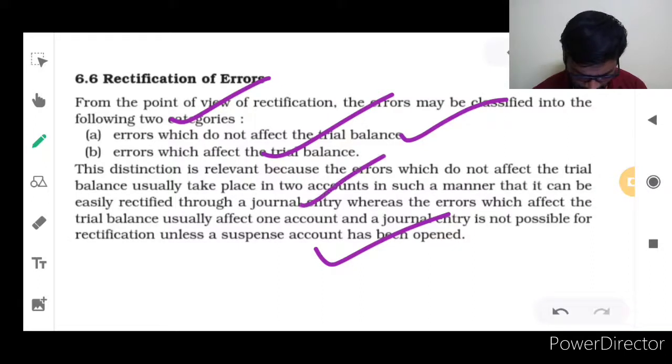So with the help of the journal entry, we can easily rectify these errors, but some errors will affect trial balance. Those errors will be entered on only one side, isn't it? Only one account. So we cannot rectify by journal entry. So specially one account should be opened, that is the suspense account.